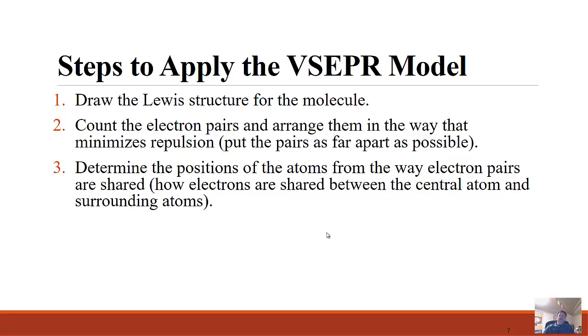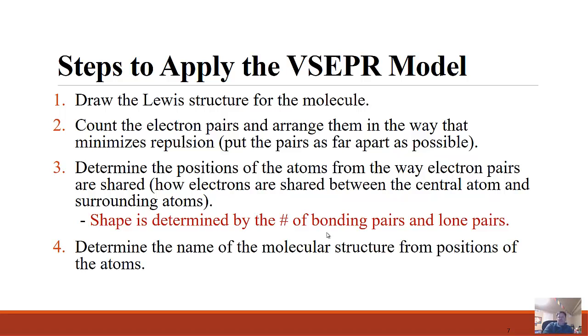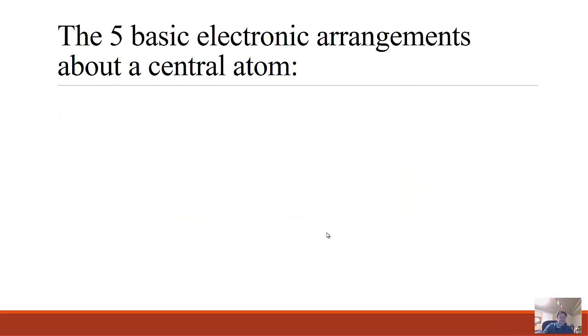And then the third thing we need to do is determine the position of atoms from the way the electron pairs are shared. Are they shared, like I said, as a bonded pair, or are they a lone pair? The shape is determined by the number of bonding pairs or lone pairs. And then finally, we're going to determine the name of the molecular structure from the positions of atoms. This is where the memorization part comes in, which makes it a little difficult.